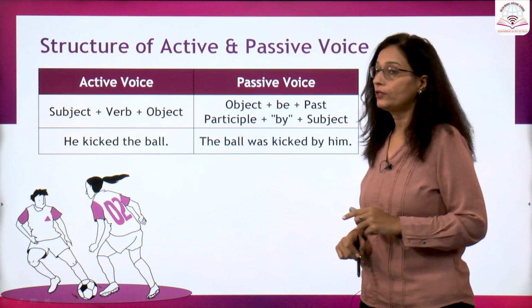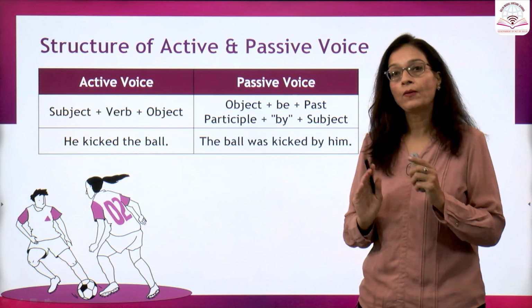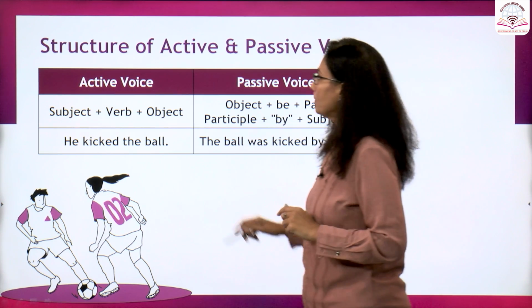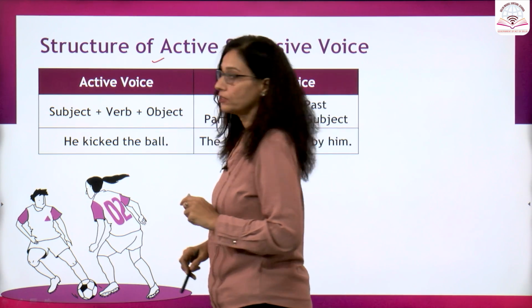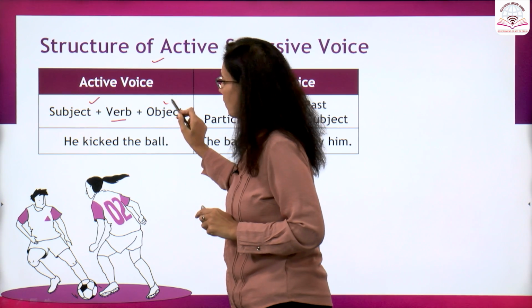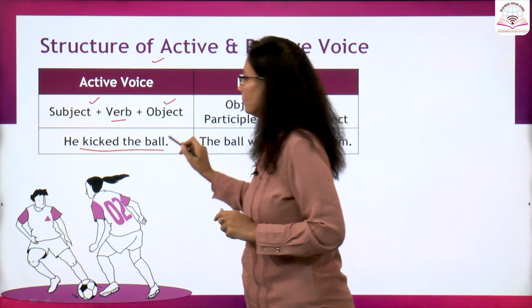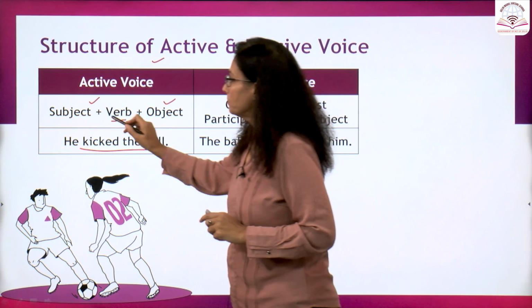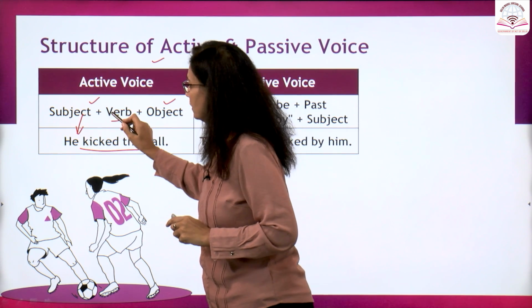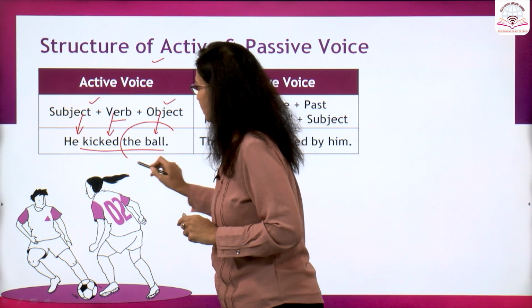Now let us try to understand the structure of an active sentence and a passive sentence. Talking about active sentence, the structure would be subject and then verb and object. For example, he kicked the ball. Here, subject is he, verb is kicked and the object is the ball.